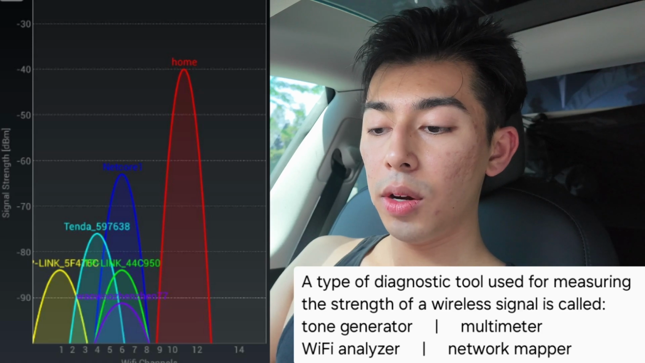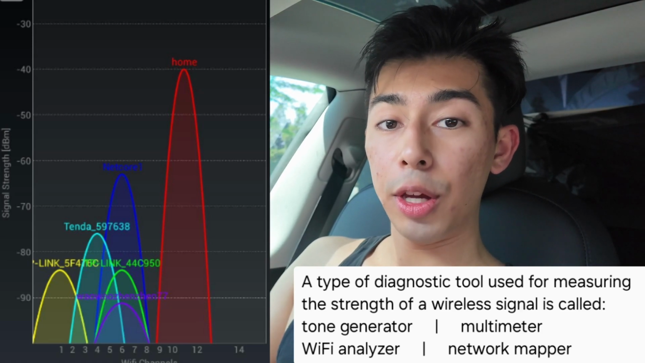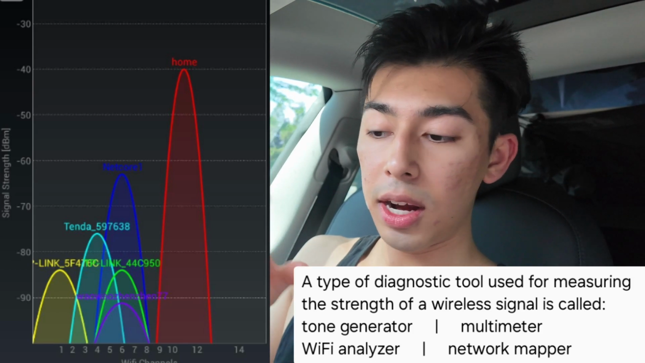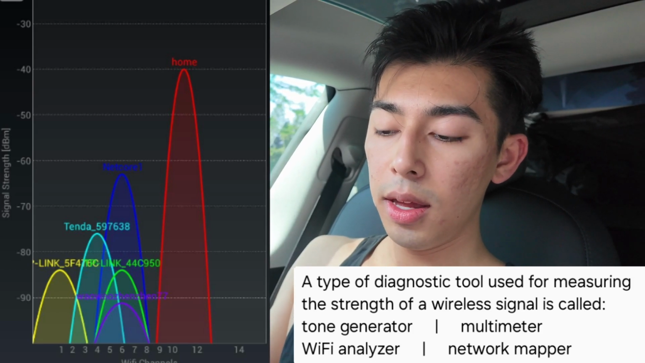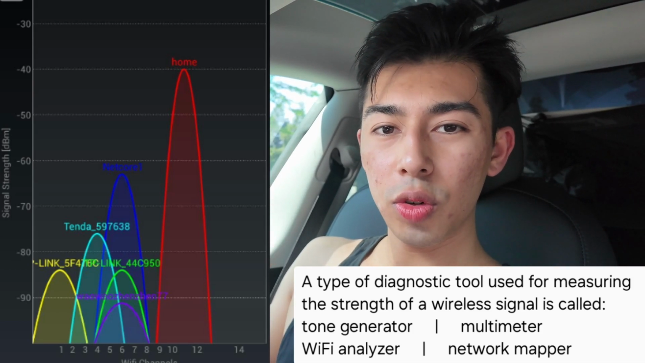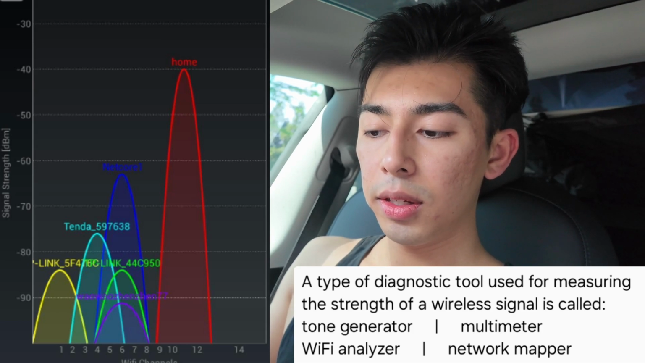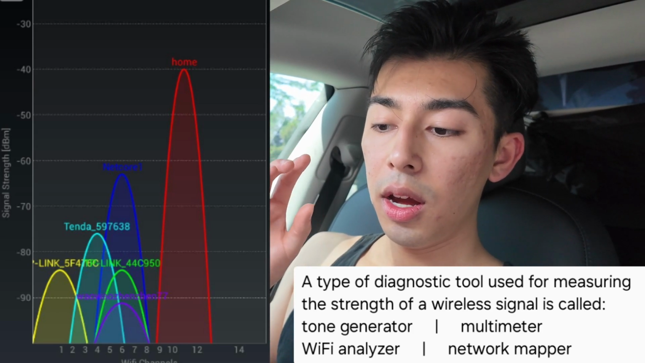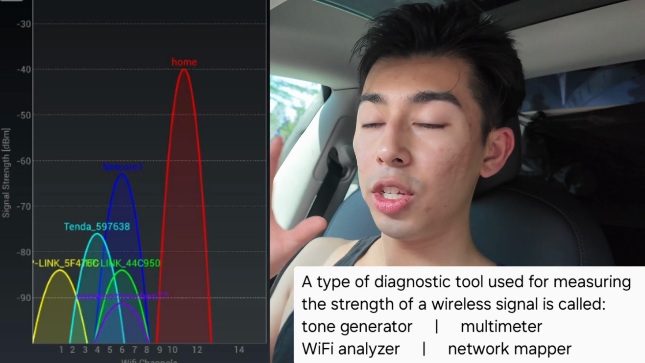Well, I know it's not going to be a multimeter because this measures things like voltage, current, resistance, that kind of stuff, anything that has to do with an electrical wire. But it's not a tool used for measuring the strength of a wireless signal. It's more for just, you have a wire, you use it on that. A tone generator is similar where it's used on a wire.